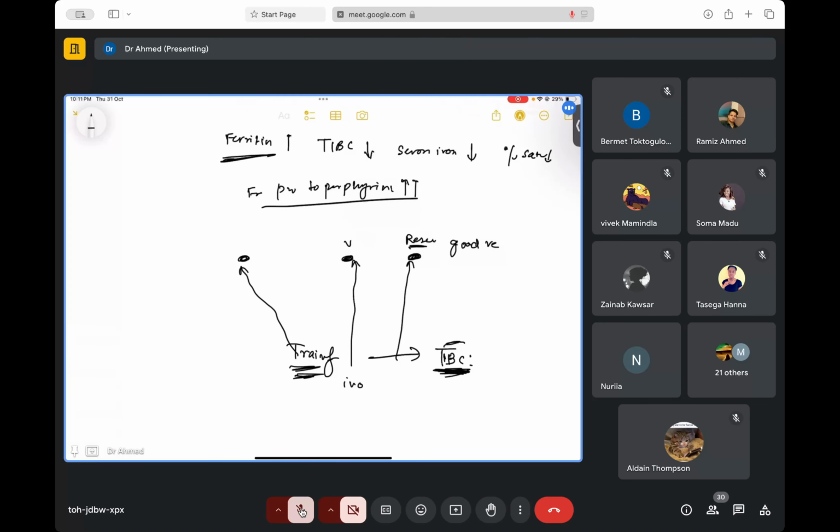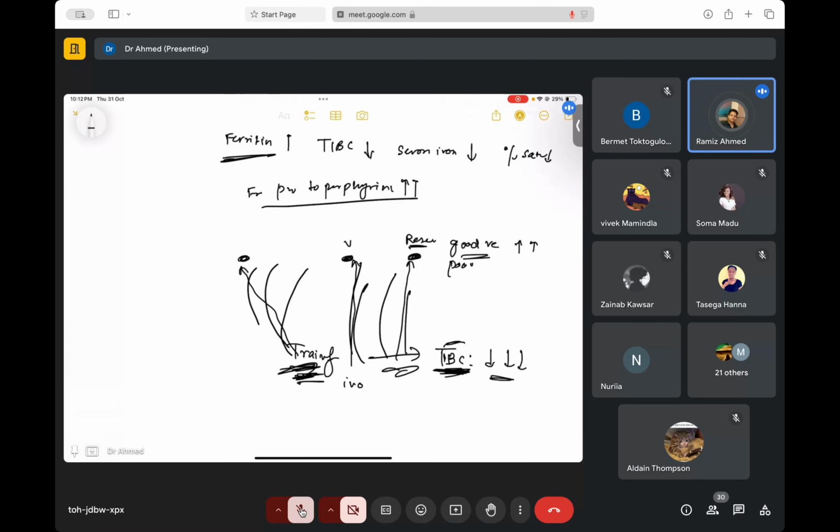So here you can see the transferrin. If I have good reservoirs, I do not need these transfer molecules to bring in more iron, so their level is going to drop. If ferritin increases, TIBC decreases. If I have poor reservoirs, my body will send more transporters in order to bring more iron. They go in opposite directions to one another.